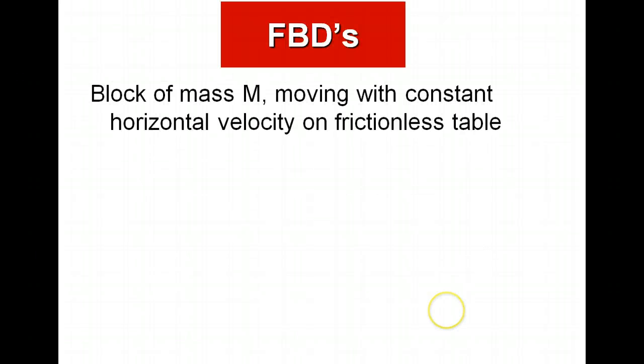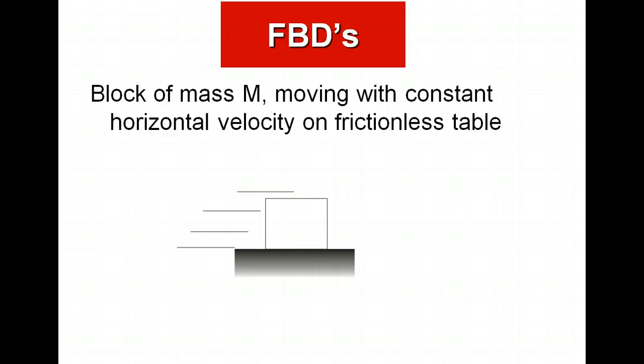A block of mass m moving at constant horizontal velocity on a frictionless table. So here we have a block moving with constant horizontal velocity on a frictionless table. Draw the free body diagram of the block. Okay, here's the free body diagram. Same two forces: the weight, the force of the earth on the block, and the normal force, the force of the table on the block. Again, the net force is 0 since the object is moving with constant horizontal velocity.